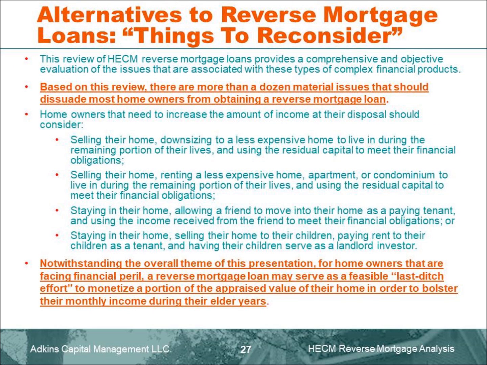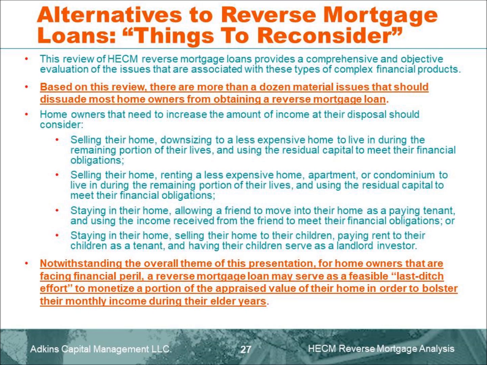This review of HECM reverse mortgage loans provides a comprehensive and objective evaluation of the issues that are associated with these types of complex financial products. Based on this review, there are more than a dozen material issues that should dissuade most homeowners from obtaining a reverse mortgage loan. Homeowners that need to increase the amount of income at their disposal should consider selling their home, downsizing to a less expensive home to live in during the remaining portion of their lives, and using the residual capital to meet their financial obligations.